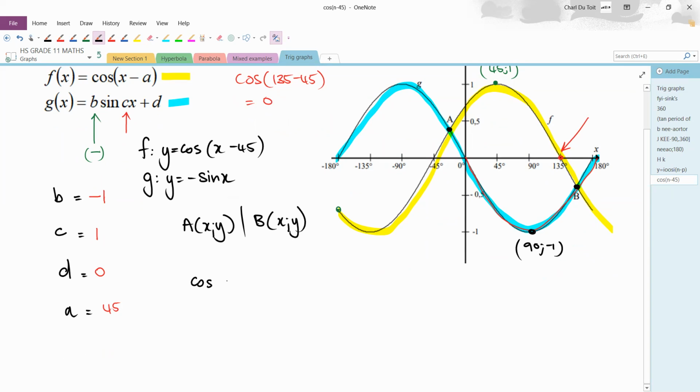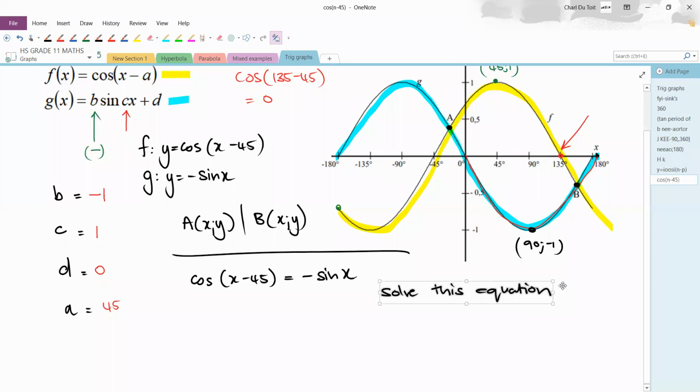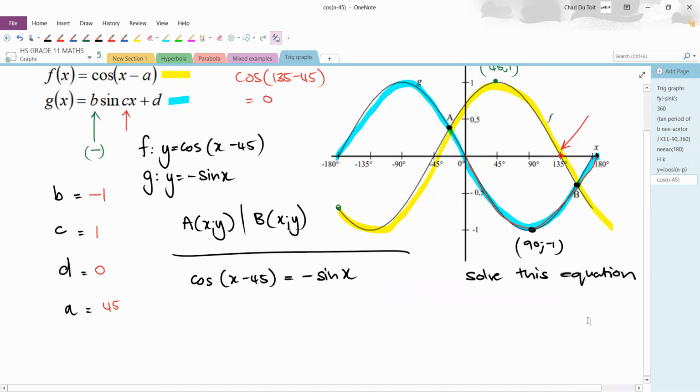So now you're going to set these two equations equal. Remember, to get any point of intersection between two graphs, you're going to set these two graphs equal. And then you have to solve this equation. I'm going to just show you how to do it. You won't understand what I'm doing, but later this year, you're going to say, okay, this is peanuts.